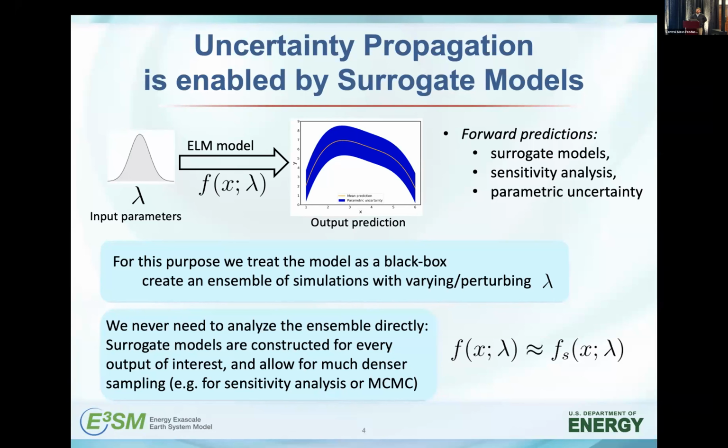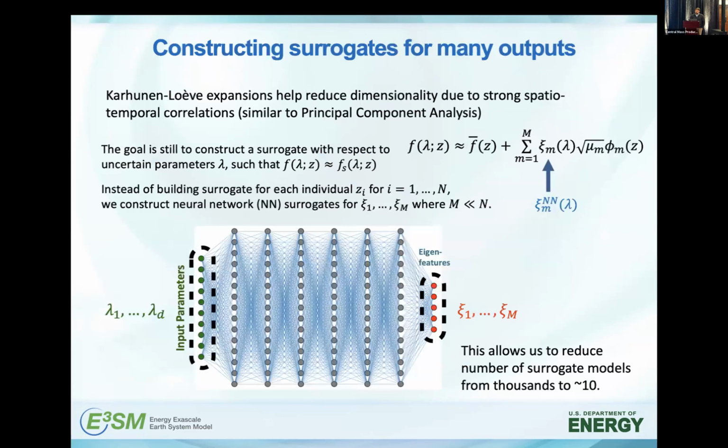And the reason why we do that is once we have that, it's generally several orders of magnitude faster to evaluate that surrogate model than it is to run the original ELM. And we need much denser sampling of that model for things like sensitivity analysis or model calibration. For example, Markov chain Monte Carlo, which is a common method that's used. So we have the problem again of so many outputs, even considering one output like GPP. If we're looking at a time series of that, we would have to generally go back and construct a surrogate model for each one of those time points and spatial points.